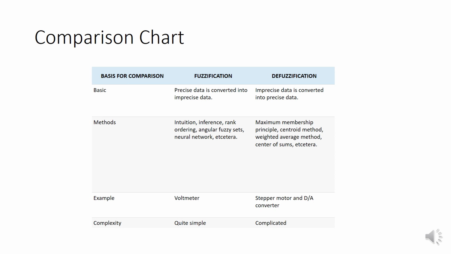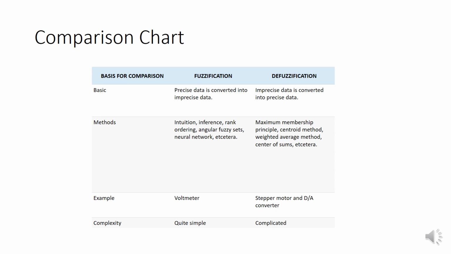This is a comparison chart between falsification and defalsification, which gives you a clear idea. Basically, falsification is precise data converted into imprecise data. Defalsification is imprecise data converted into precise data. The methods used for falsification are inference, which we discussed in the last sessions, rank ordering, angular fuzzy sets, neural network, and so on.